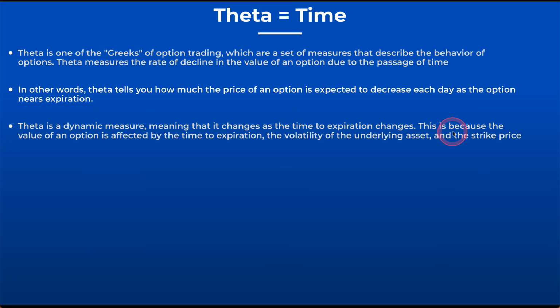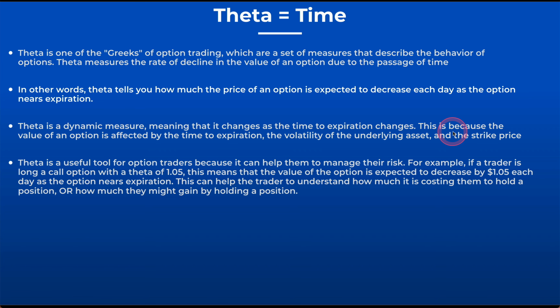It changes as the time to expiration changes. It also changes with volatility. That's the Vega component of that particular option. Theta is a useful tool because it can help traders manage their risk. If a trader has a long call option with a theta of $1.05, or 105, this means the value of that option is going to decrease by $1.05 each day as the option starts approaching expiration.